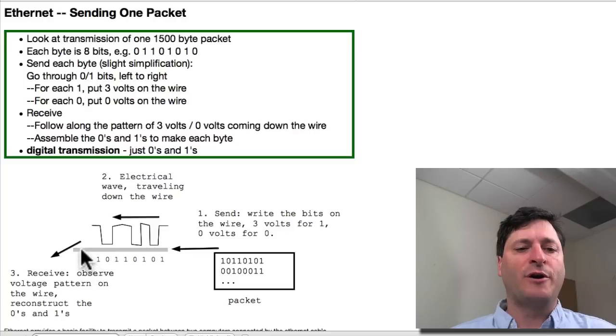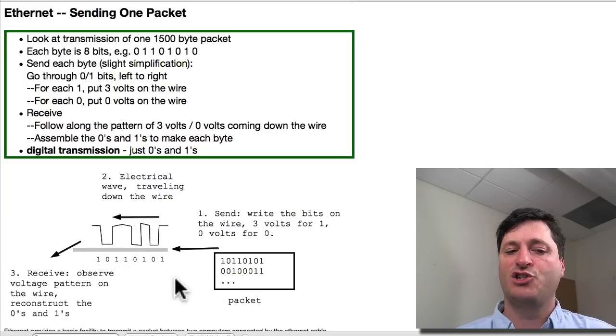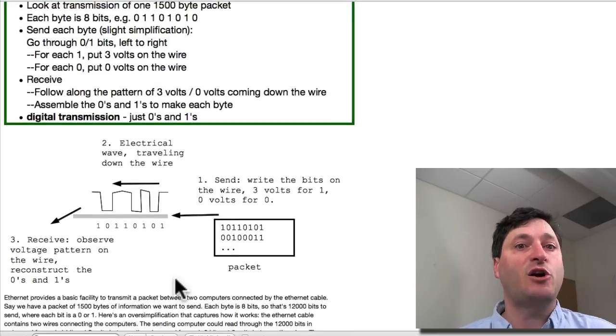So the receiver, you can think of it as just observing this pattern of 3 volts and 0 volts coming down the wire. Of course, it happens very, very quickly. And from just observing the pattern of 3 volts and 0 volts, it is able to recover what the original byte was. And so ultimately, that's how the entire packet is sent.